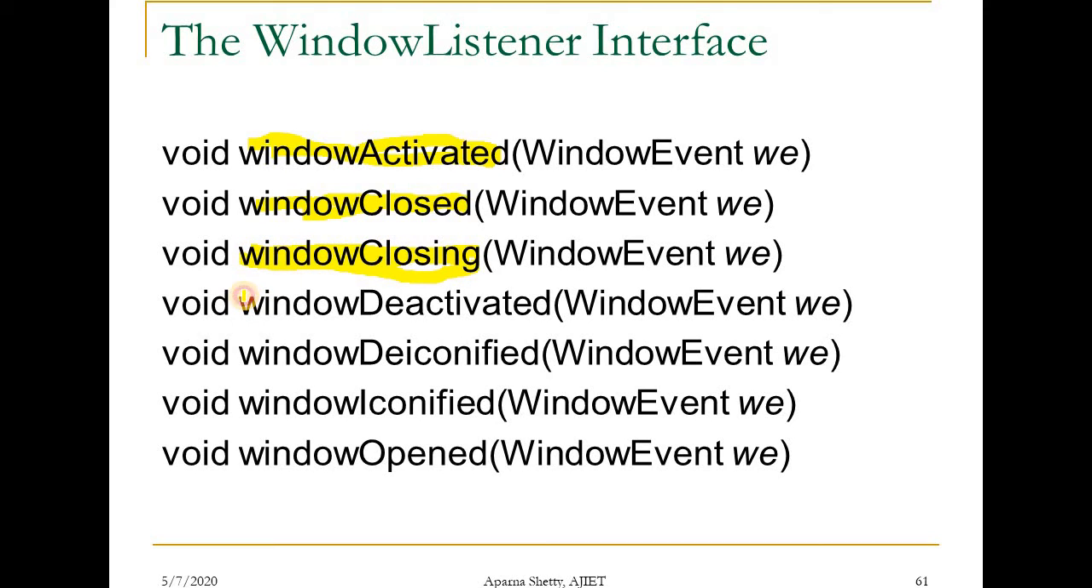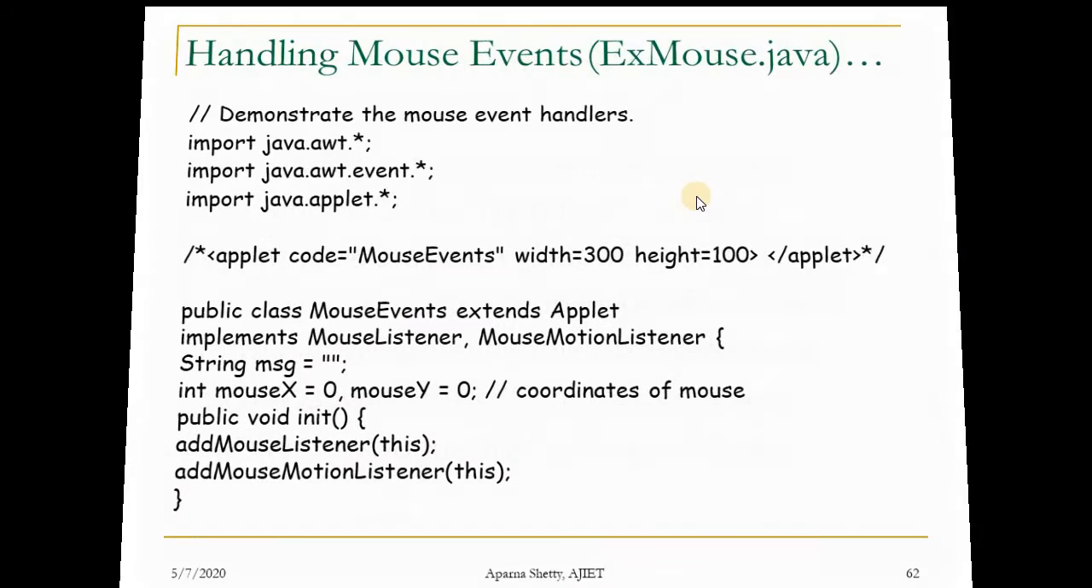Window deactivated will be called when the window has been deactivated. When the window is de-iconified, this method is called. When the window is iconified, this method is called. And finally, when the window is opened, this method is called. Each of these methods will take the window event object as the parameter. So that was about the window listener interface.